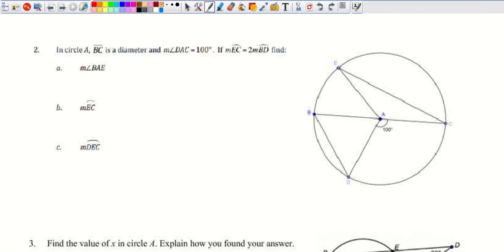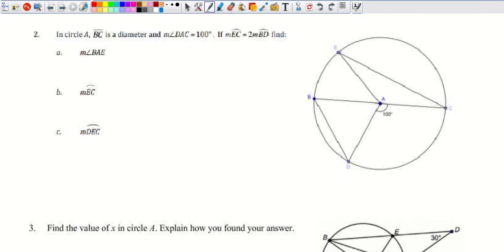And here we go, number 2. Circle A, BC is a diameter, angle DAC is 100. If EC is equal to 2 times BD, find the rest. So we'll call this X, and then EC is going to be 2 times that, so 2x, okay?